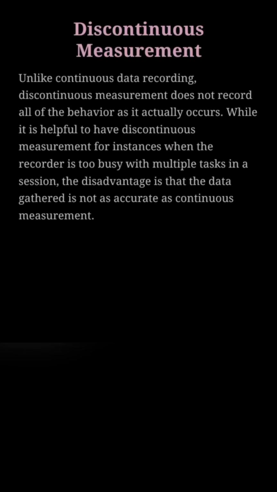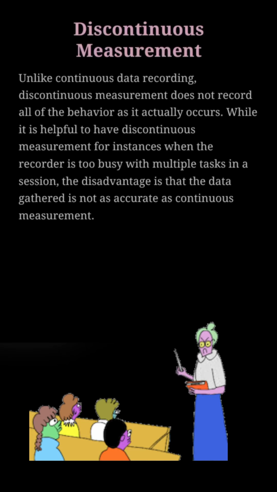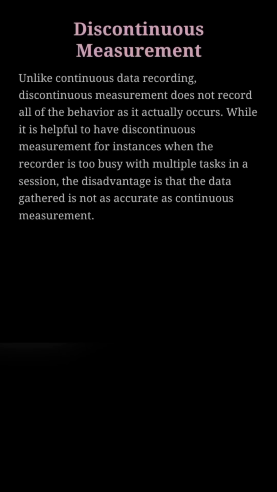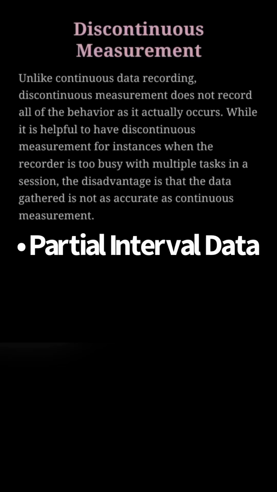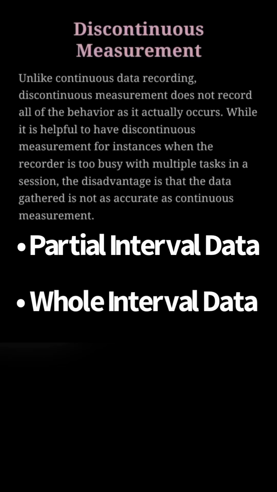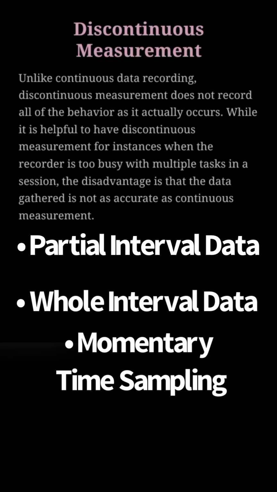The second type of data collecting is discontinuous measurement. Unlike continuous data recording, discontinuous measurement does not record all of the behavior as it actually occurs. While it is helpful to have discontinuous measurement for instances when the recorder is too busy with multiple tasks in a session, the disadvantage is that the data gathered is not as accurate as continuous measurement. The types of measurement used are partial interval data, whole interval data, and momentary time sampling.